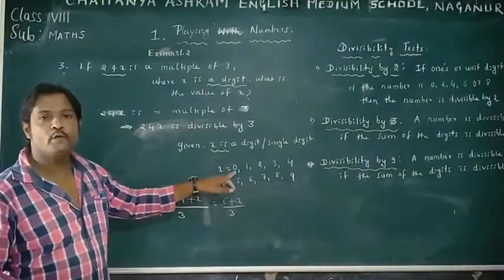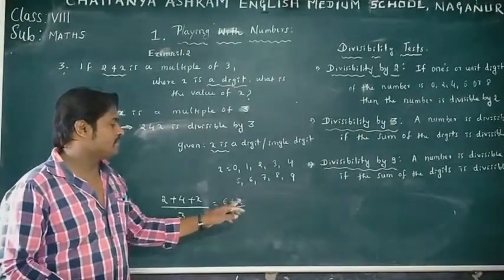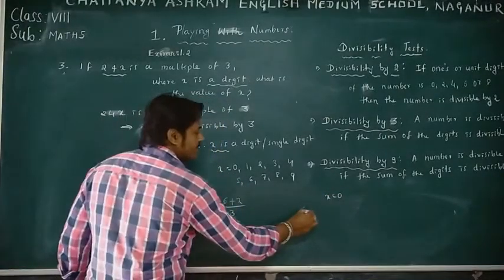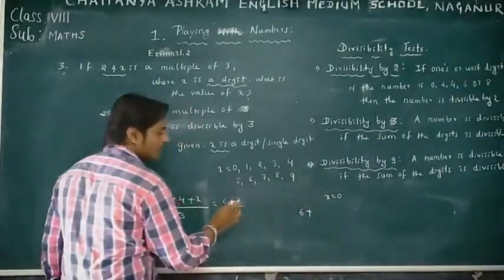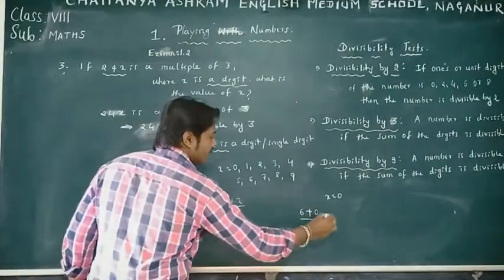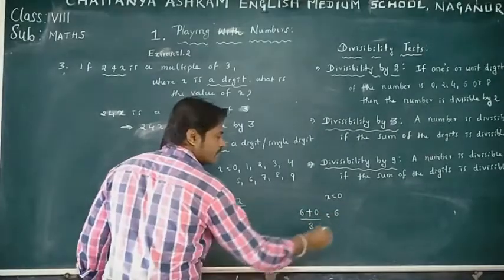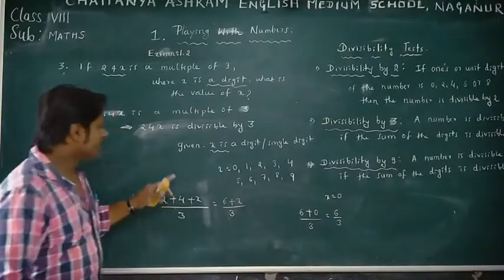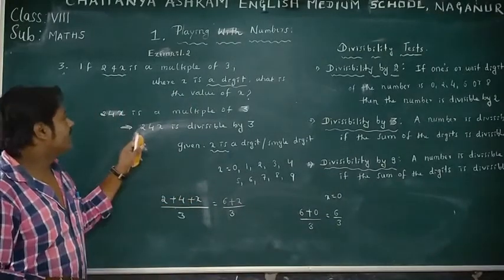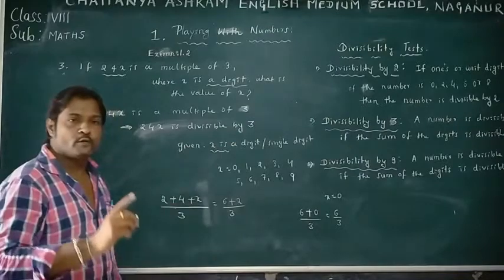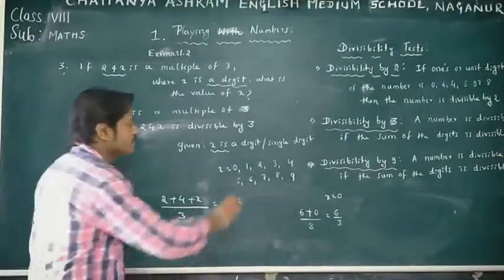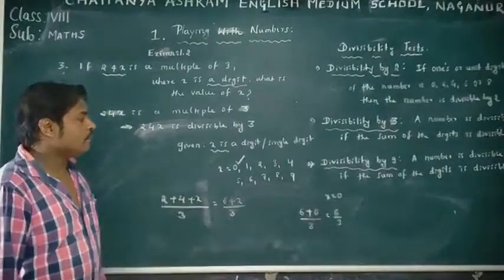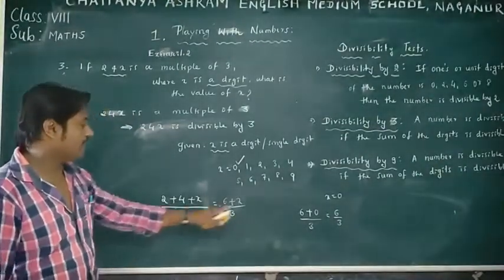Take x equal to 0, 6 plus 0. See what happens. Substitute x is equal to 0 here. 6 plus 0, 6 divided by 3. So 6 is divisible by 3. Means for x is equal to 0, this number is divisible by 3. So one possible value of x is 0. Yes. Now, what about other possible values of x?